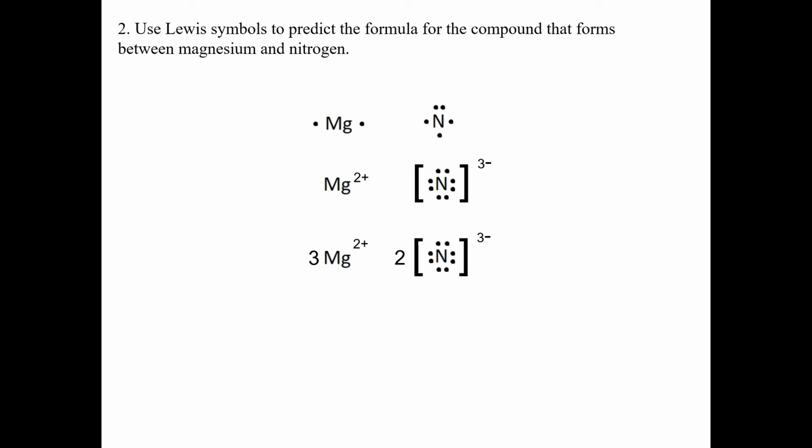Going back to basic algebra, we would need 3 magnesium ions and 2 nitride ions. If we multiply these numbers for magnesium, we would have a +6. When we do the same thing for nitride, we'd have a -6. So now when we bring these two together, we would have an overall charge of 0. So our formula would be Mg3N2.